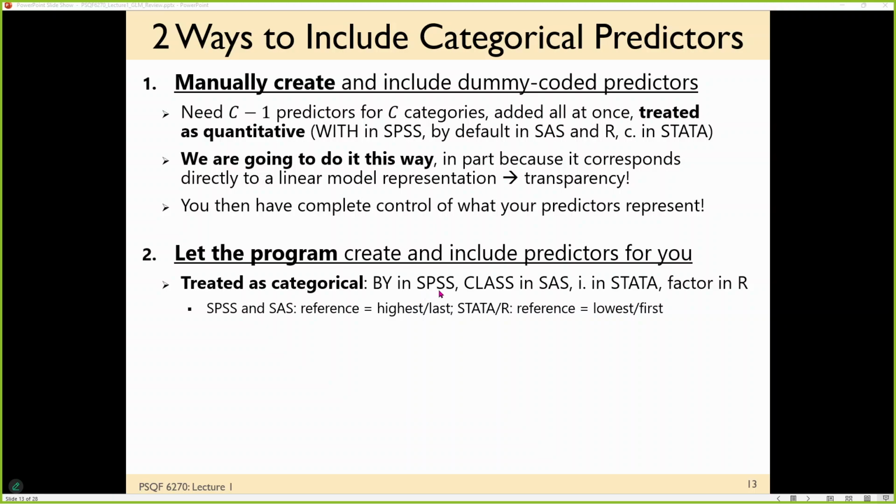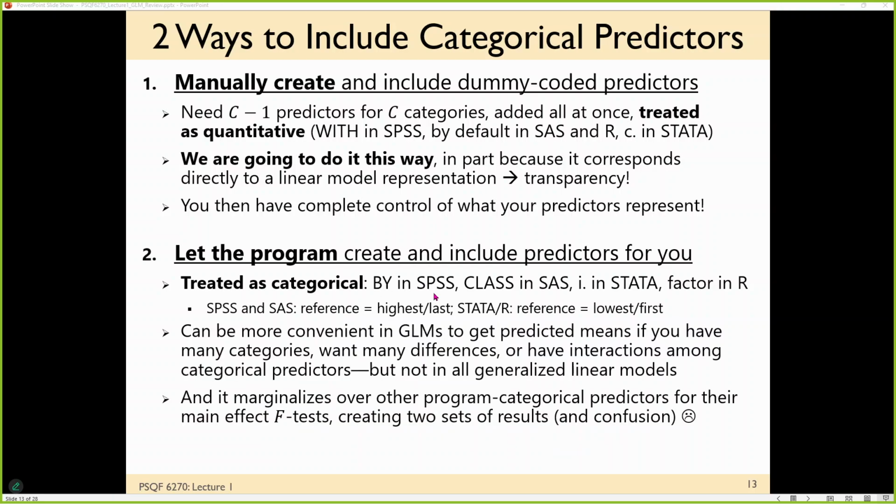So what the reference group is when you say, hey, can you make all those dummy codes for me, varies by software. In some packages, such as SPSS and SAS, the last group, numerically or alphabetically, is your reference. It's the first by default in Stata and R. So you have to know what your software is doing. This can be a lot more convenient in designs where you have a lot of groups and a lot of potential group differences that you care about.